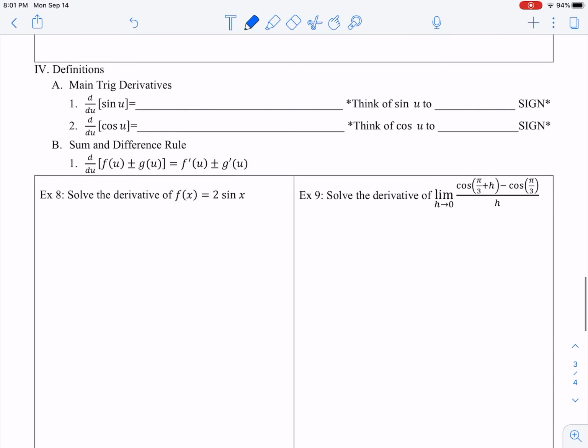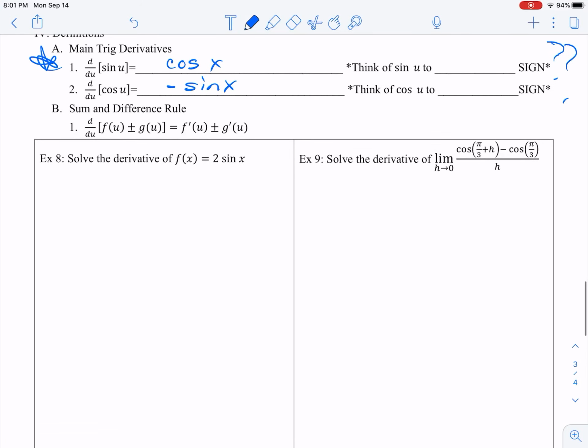So let's learn some trig. But these you just have to memorize. Memorize: the derivative of the sine is the cosine, and the derivative of the cosine is negative sine. The chain rule works. Okay, so 2 times the sine of x. I'm multiplying by the coefficient. So f prime is 2 times the derivative of the sine, which is cosine.